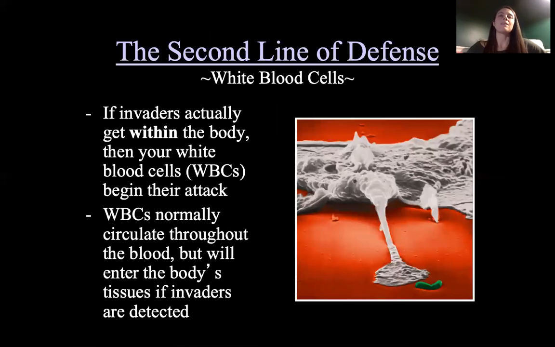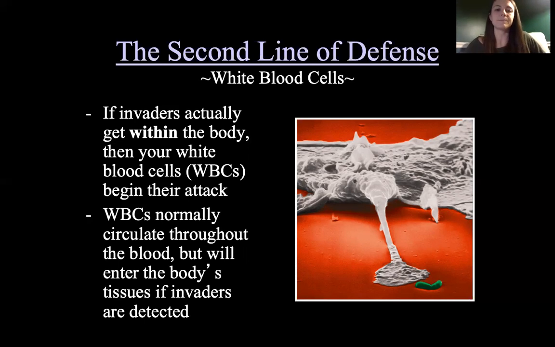All right, so that's the first line of defense. So we have the skin, we have mucus, cilia, saliva, stomach acid. All of those are meant to keep harmful substances out of our body. They're non-specific. They don't care what the harmful substance is. We just want to keep it out.